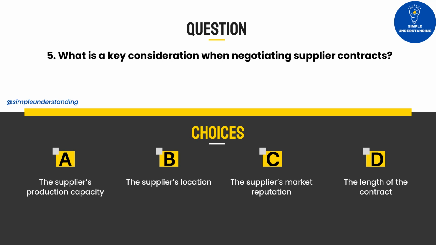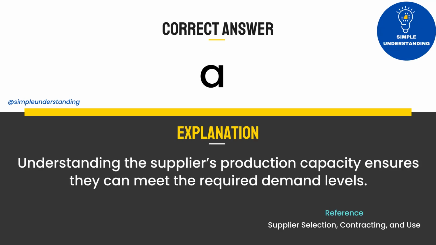5. What is a key consideration when negotiating supplier contracts? A. The supplier's production capacity. B. The supplier's location. C. The supplier's market reputation. D. The length of the contract. Correct answer A. Explanation: Understanding the supplier's production capacity ensures they can meet the required demand levels.